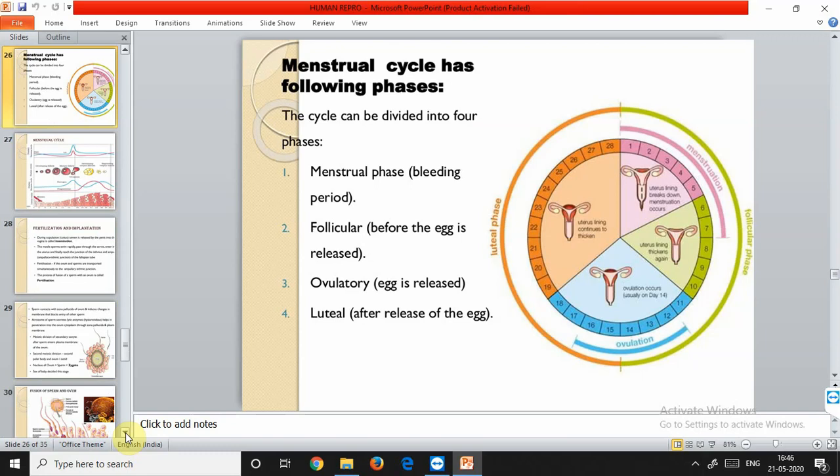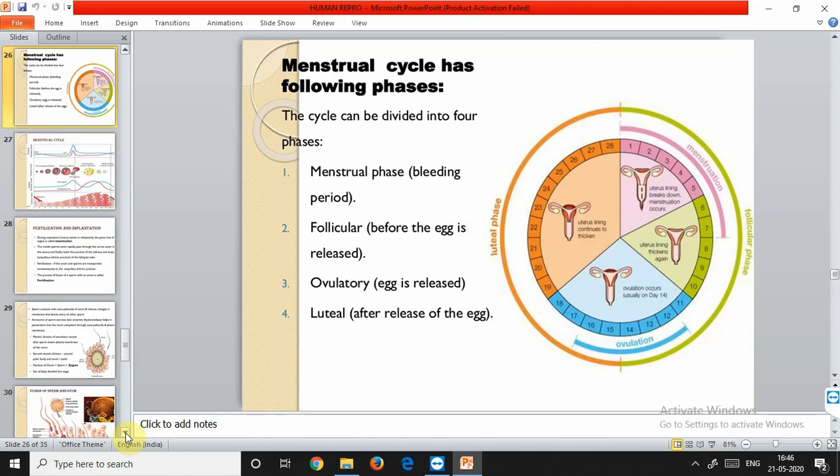Now last is the luteal phase. What happens in the luteal phase? The luteal phase is also called the premenstrual phase or the secretory phase, and it lasts for about 12 to 14 days, starting from the 15th day of the menstrual cycle. It is characterized by some changes.